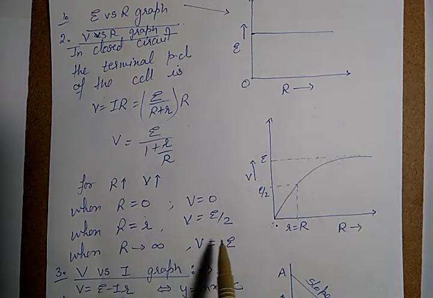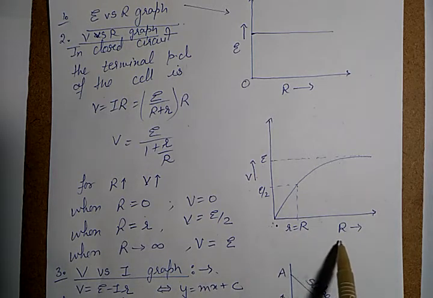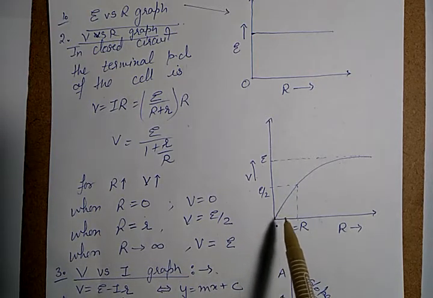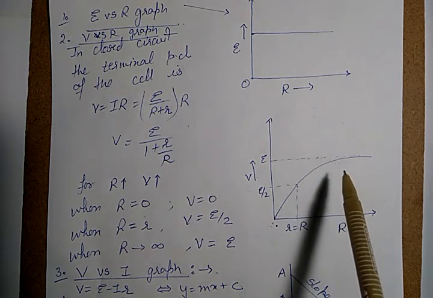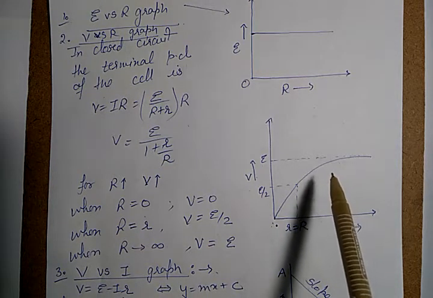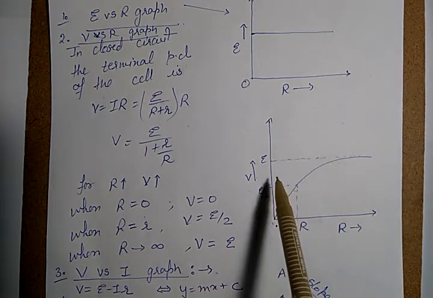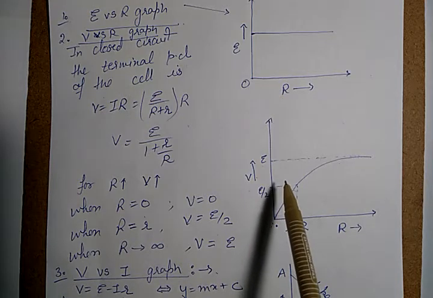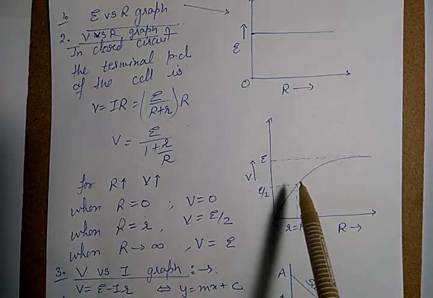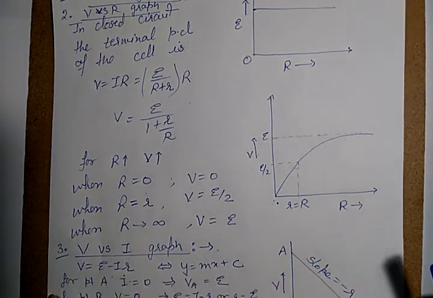Now when R tends to infinity, that is, we further increase the resistance of a given conductor, in that case this terminal potential difference increases and reaches a value, that is the EMF of the cell, and it cannot go beyond this value, because we know that EMF is the maximum potential for a given cell when the cell is in open circuit. So this is the graph for the closed circuit.